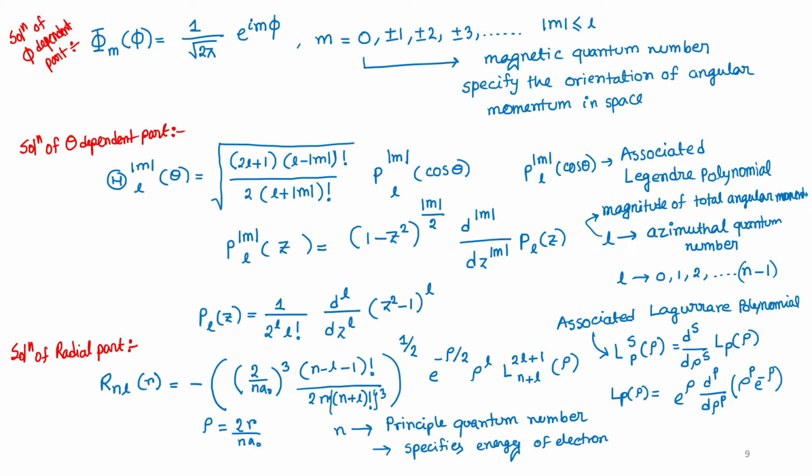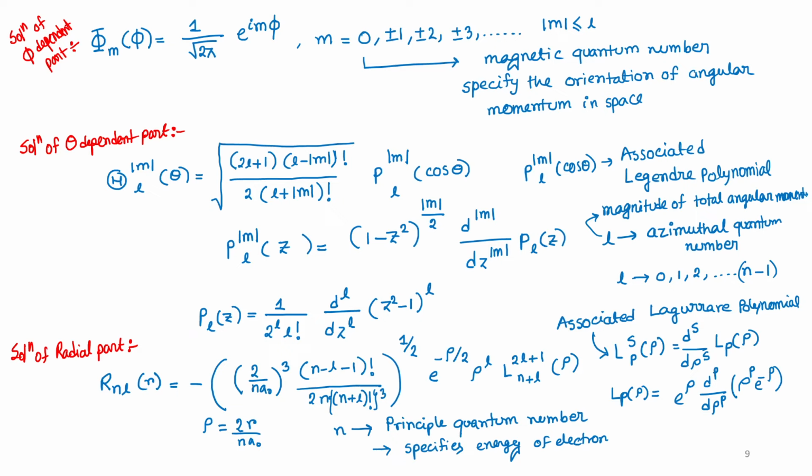That we will actually discuss in the latter part of the lectures, maybe introduced in week 6 or week 7. ms has plus half and minus half, that is the spin quantum number. Spin can only be half, and that s is associated with the magnitude of the total spin angular momentum, and ms, that quantum number, is related to the orientation of the spin of the electron in space.